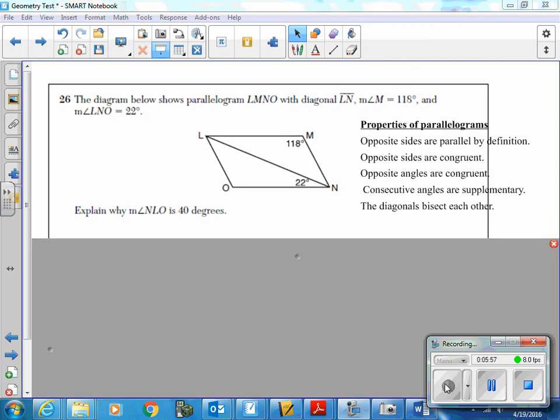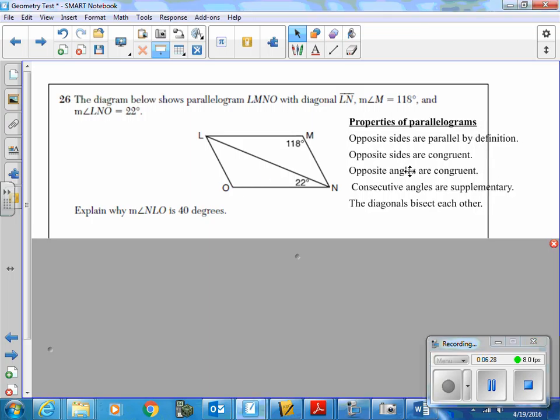Okay, we're going to look at number 26 on the exam. Let's read it. The diagram below shows parallelogram LMNO with diagonal LN. The measure of angle M is 118 degrees and angle LNO is 22. They're asking you to explain why angle NLO is 40 degrees. So to do this, I want to write down the properties of parallelograms.